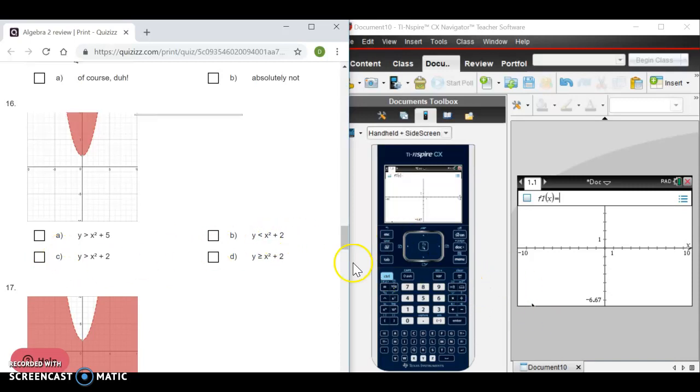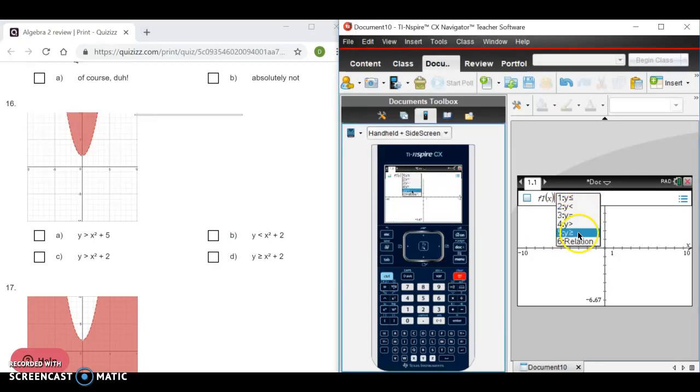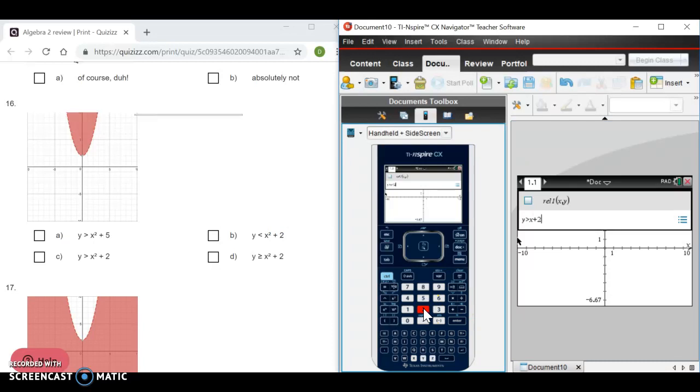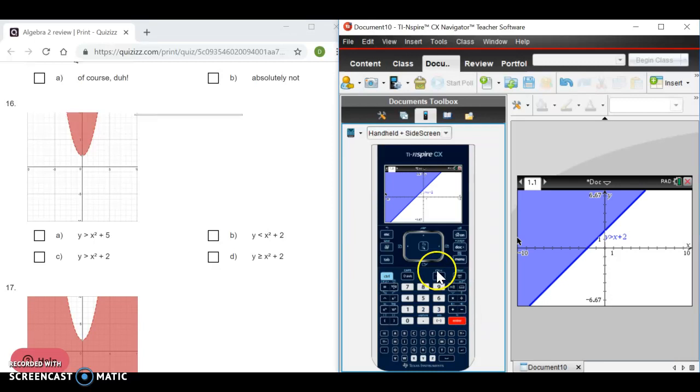So how do I graph an inequality? All you need to do is press delete. If I press delete, you get these options right here on the graph part of your graphing calculator, and you can now write that equation. So I'm going to look at C, y greater than x squared plus 2. I'm going to enter y greater than, and plug in x plus 2 right now. Then from there, you need to press enter, and what's going to happen, oops, I made a mistake.